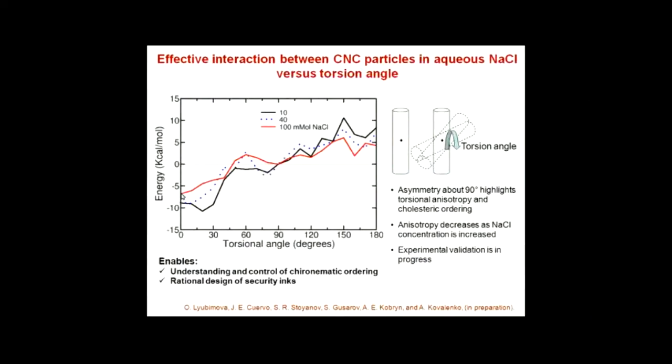And the final funny but exciting application is, you can see this is the effective interaction depending on the torsion angle. So you have two particles, but then one is tilted, and the black line shows that at 10 millimole concentration it has a slight minimum. This minimum causes the formation of so-called chiral nematic phase.